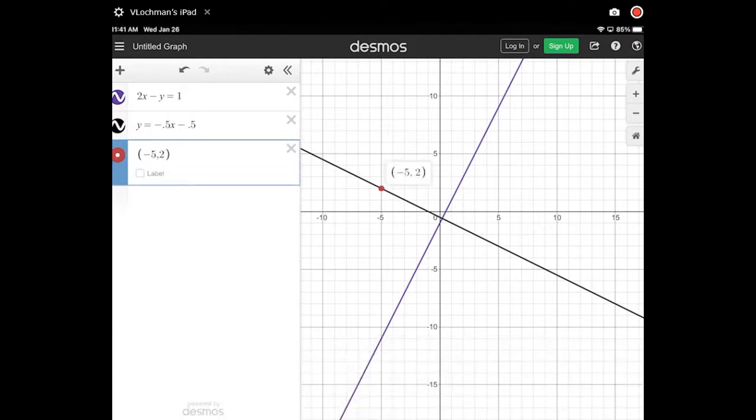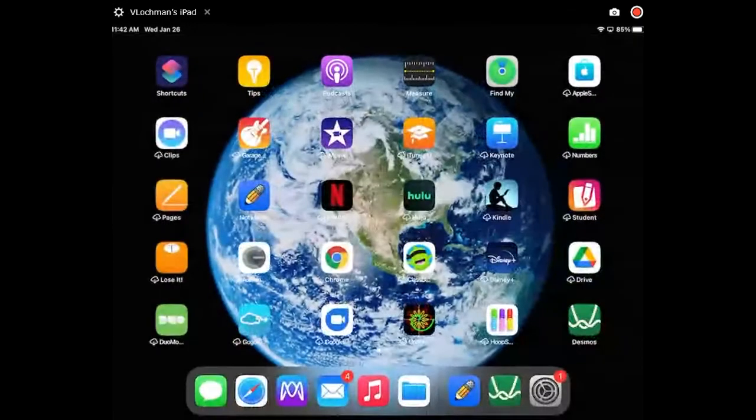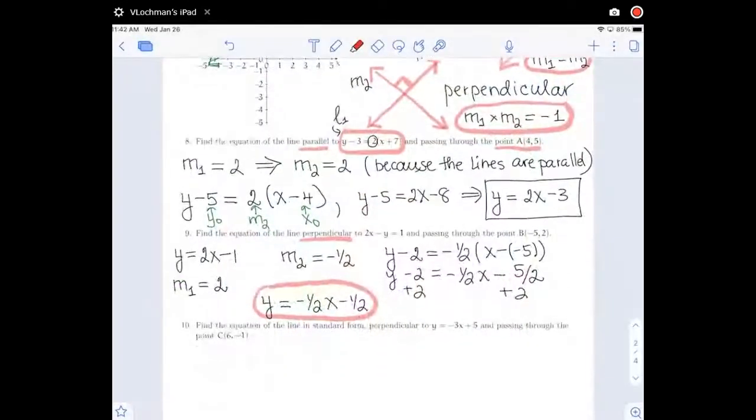There it is. Let's label it. Okay, and now we can see that we've done everything correctly. Okay, point is there. The lines cross at the right angle. We're good to go. Okay, so that's problem 9.